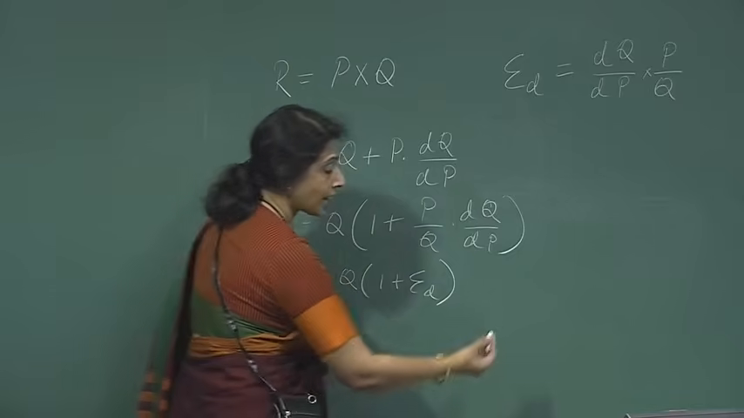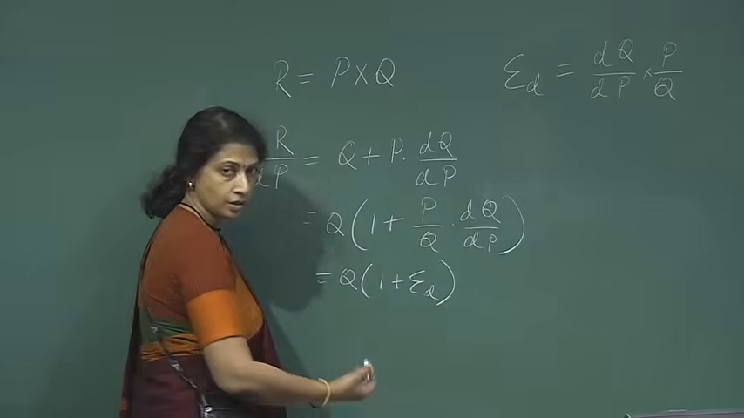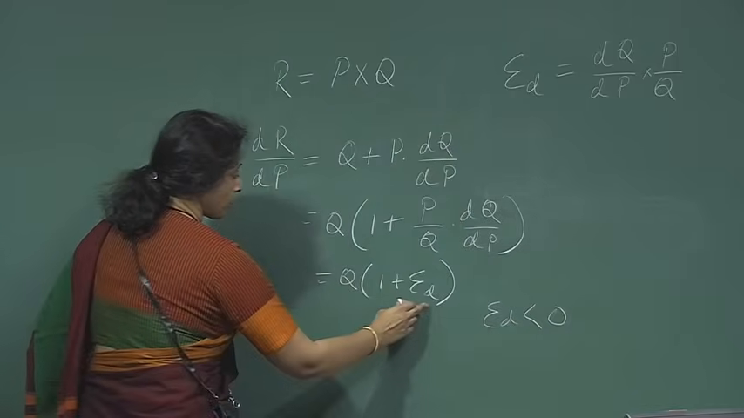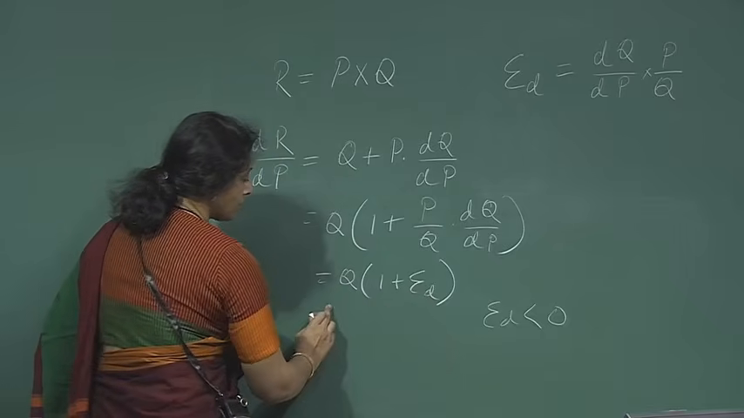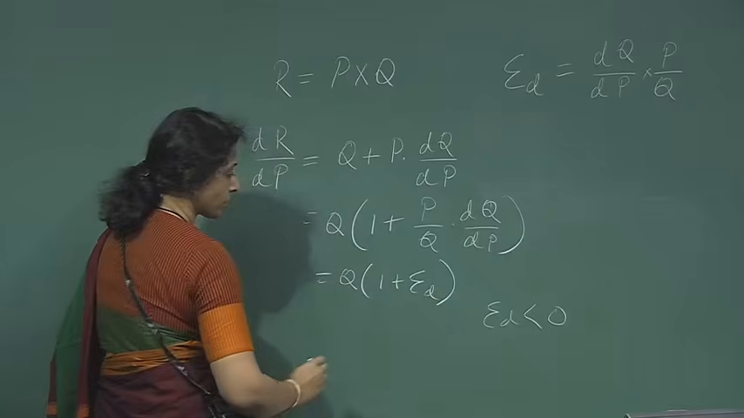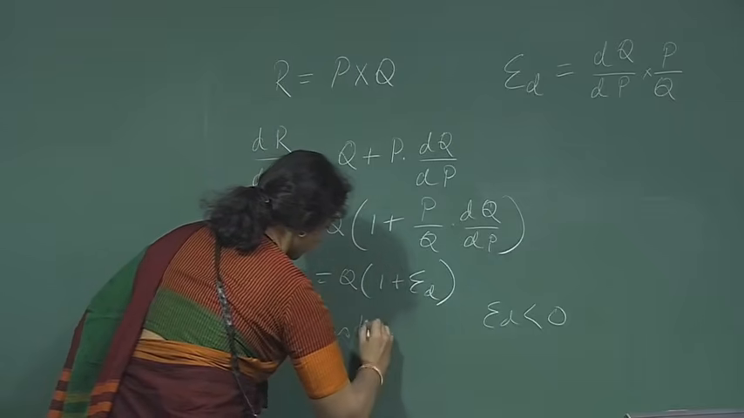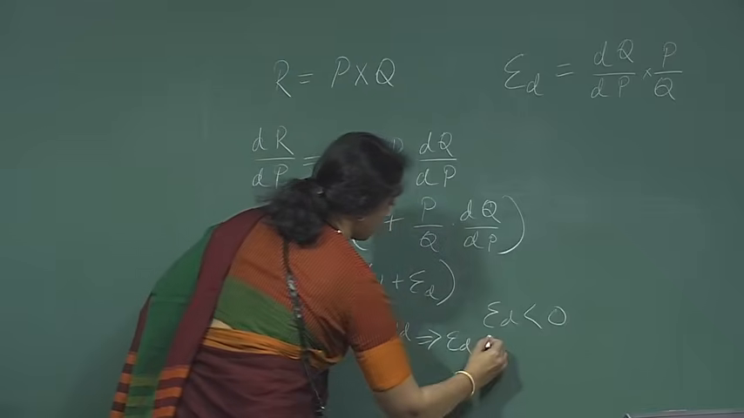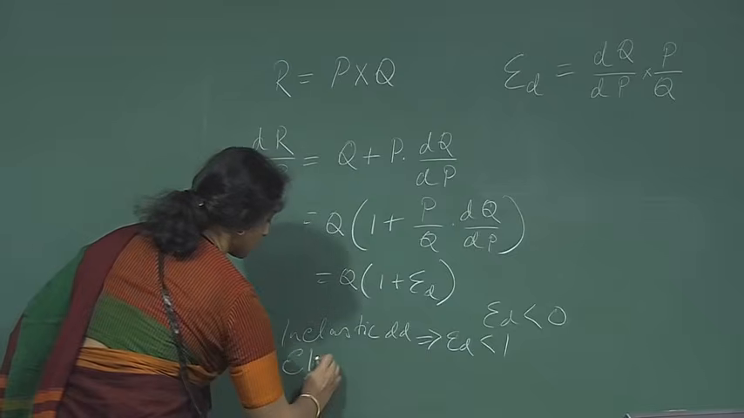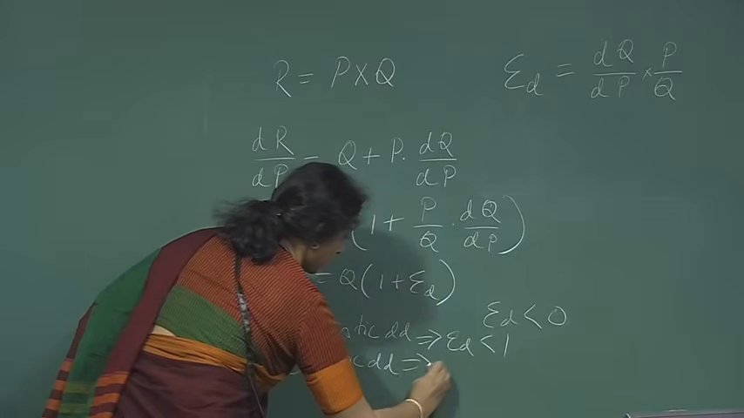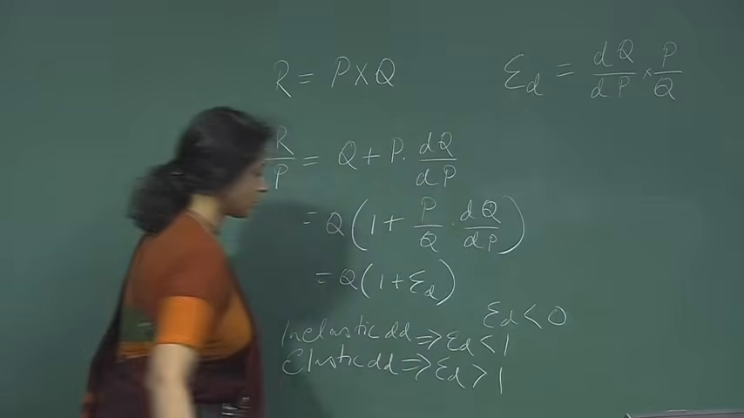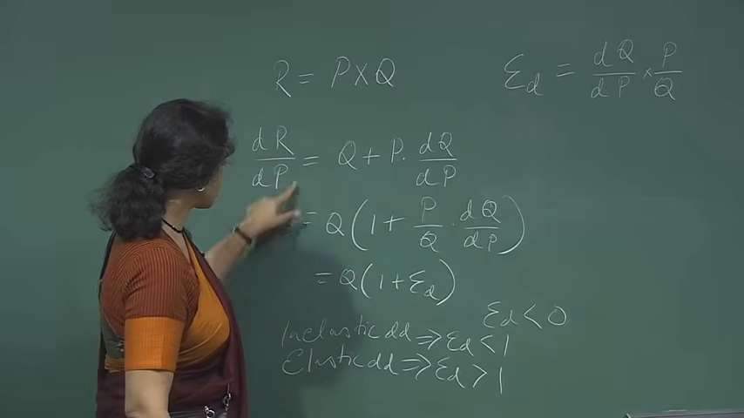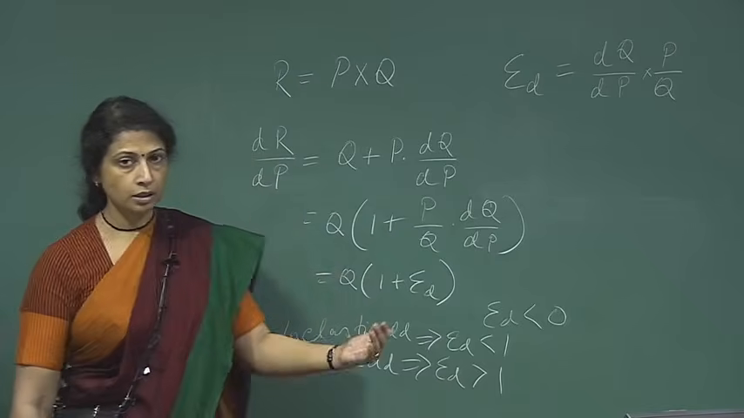Price elasticity of demand is always negative. When it is an inelastic demand, elasticity is less than 1 in magnitude, and this expression is positive. Inelastic demand implies elasticity of demand is less than 1, and elastic demand implies elasticity of demand is more than 1. So, in the case of elastic demand, when elasticity is more than 1, this expression becomes negative, or in other words, when there is a price change, the revenue change happens in the opposite direction.